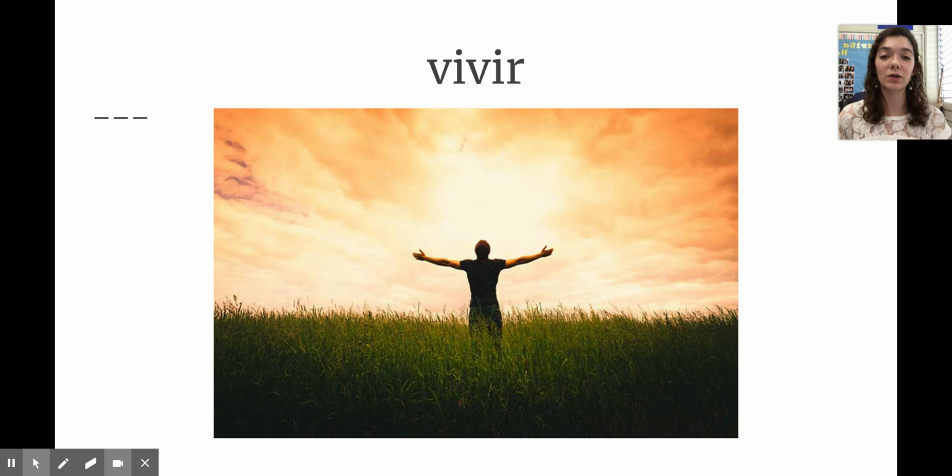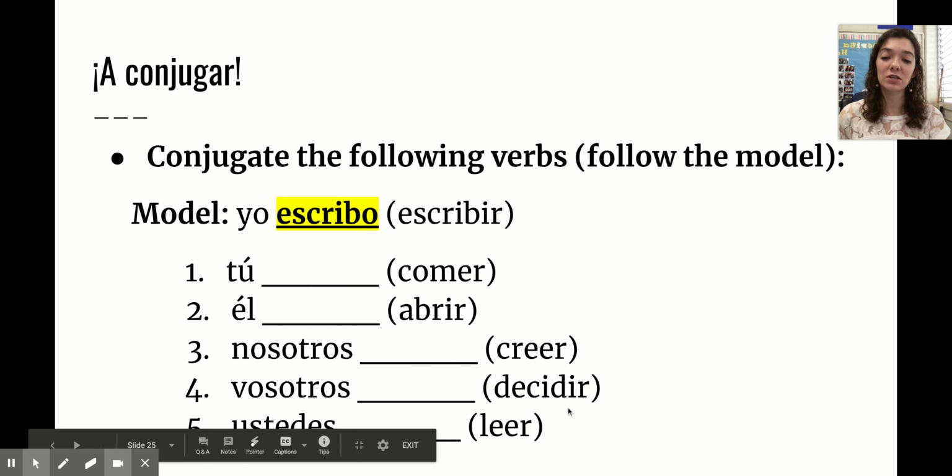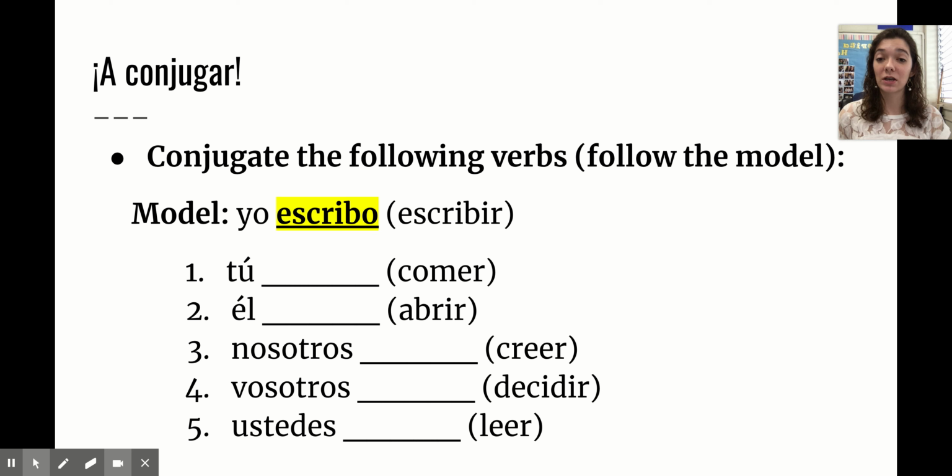What I'm going to ask you to do right now on the EdPuzzle is conjugate the following verbs. Follow the model. Check out my model. Yo, and then I have a blank, and the verb is escribir. So what am I going to do? I'm going to take away this -ir, and I'm going to conjugate it to escribo. So you do the rest. Tú comer, él abrir, nosotros creer, vosotros decidir, and ustedes leer. I'll have a number on the EdPuzzle, and that is your job.